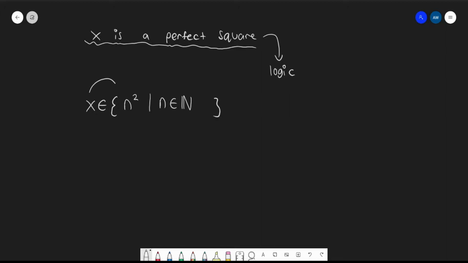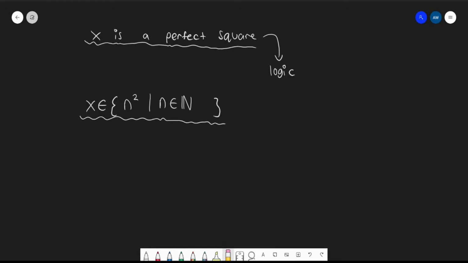And well, if x is in this set, that means that x is a perfect square, so these two statements communicate the same idea. Except this one is more preferred because it contains logical symbols and set theory which we have an understanding of and we can easily manipulate.